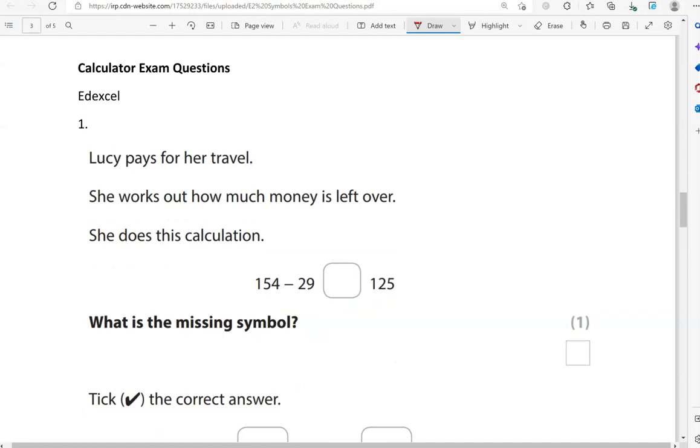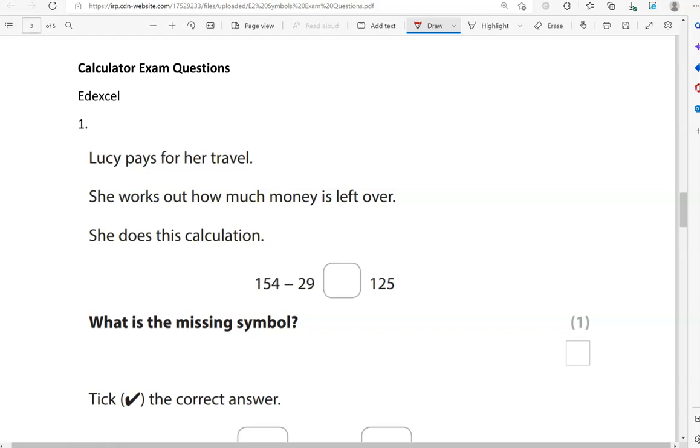From now on we can use a calculator. We might not need to use a calculator for all the questions, but it's there if we need to use it. Lucy pays for her travel. She works out how much money is left over. She does this calculation. 154 take away 29. There is a missing symbol and then 125.